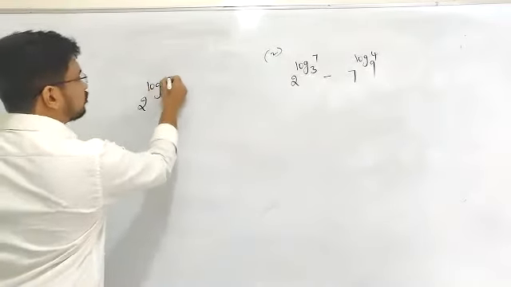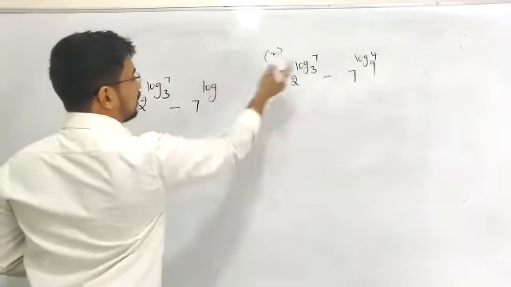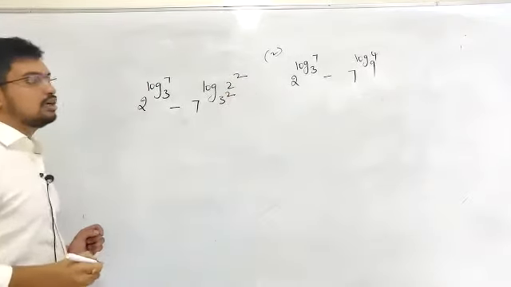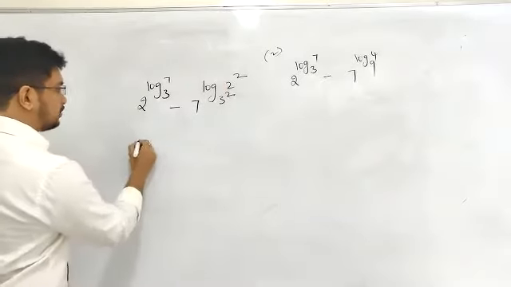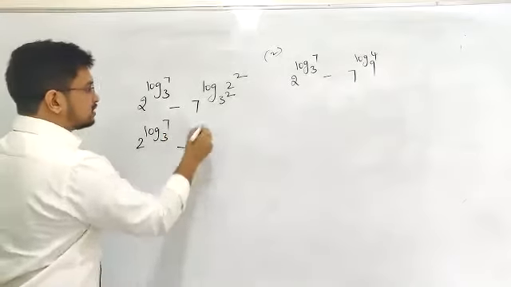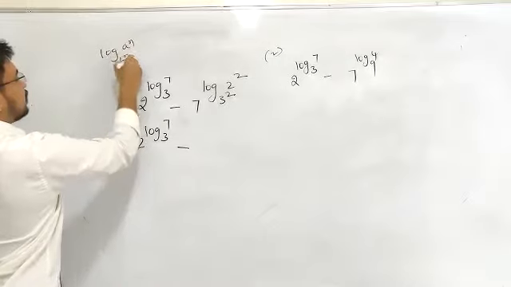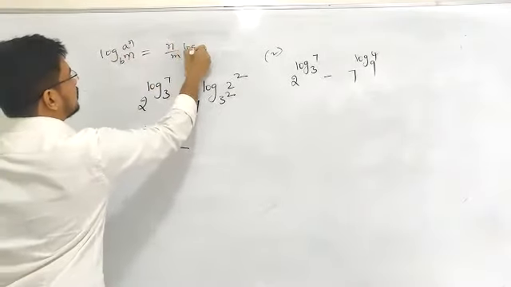It will be like a revision of properties. I'll write the 4 as 2 square and this 9 as 3 square. So this is something like 2 power log 7 to the base 3 minus 7 power log 4 to the base 9. I told you a property, log a power n by b power m. I can write it as n by m into log a base b.